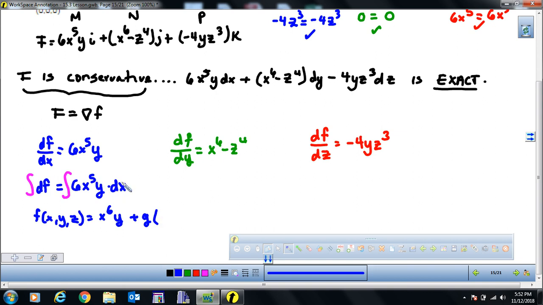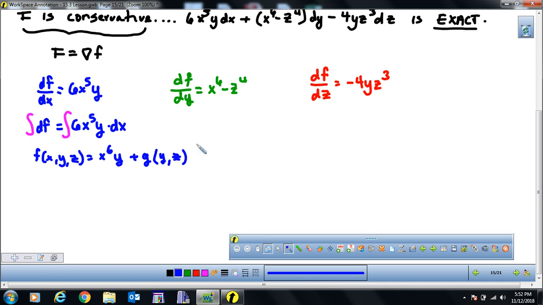Since we're integrating with respect to x, it could be that this function is a function of y and z. Okay. Now, to determine if it depends on y or z or both or just one or none, we have to use the second condition. First, we need to get the derivative with respect to y of this field. The derivative of this field with respect to y equals the derivative of x to the 6th y with respect to y, which would be x to the 6th, plus the derivative of g with respect to y, which would be dg over dy.